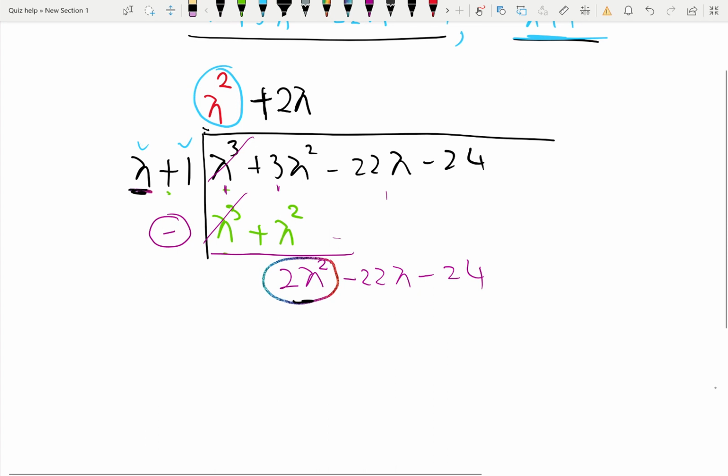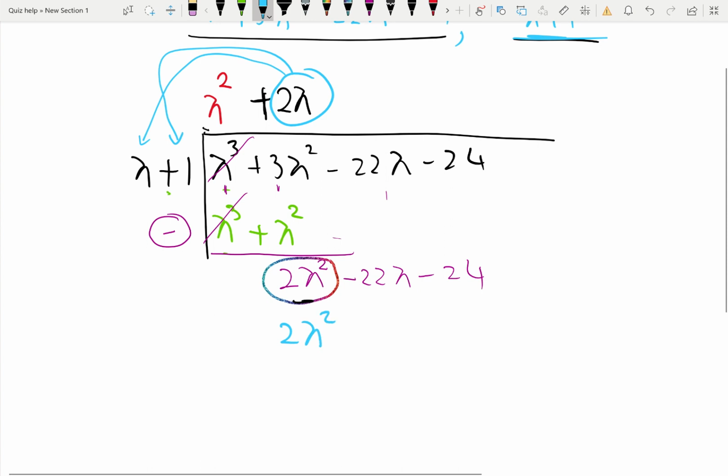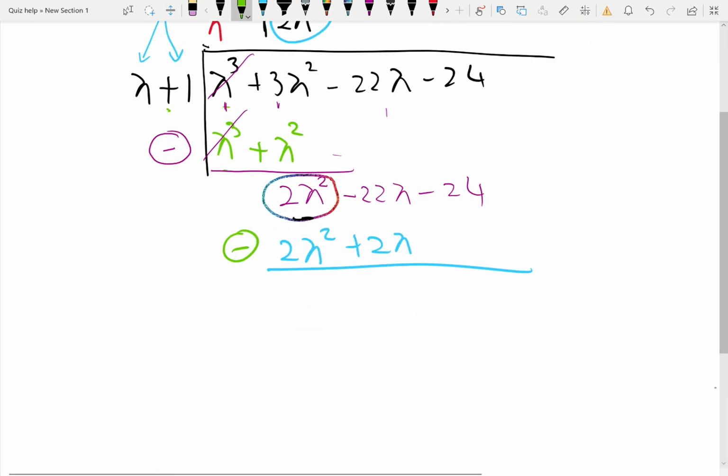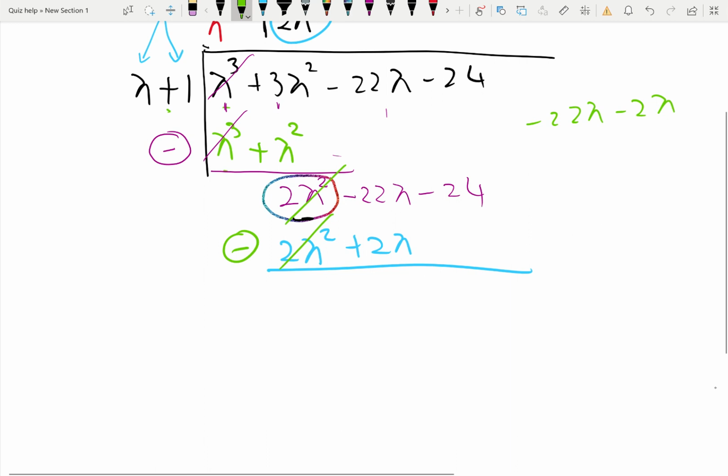Now let me erase this part because that's a distraction. You re-multiply just this term by the same process. You multiply with all the terms of the outside. So 2 lambda times lambda is 2 lambda squared. See, you get the exact same expression. 2 lambda times 1 is plus 2 lambda. Now you subtract, so let's see, subtraction mark here. 2 lambda squared cancels out. Negative 22 lambda minus 2 lambda, because here it's subtraction. If you want, really write it down separately like that. That can make sure that you are not doing it wrong.